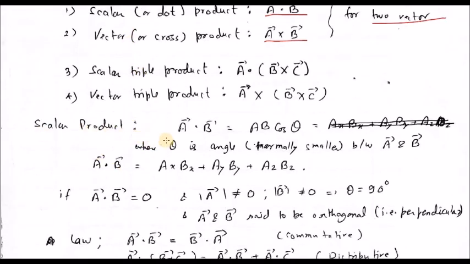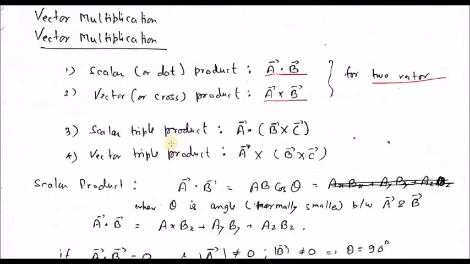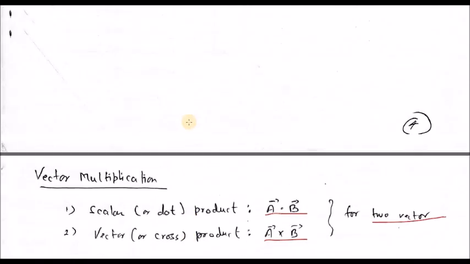What is scalar product? Scalar product A dot B is AB cos theta, where this theta is the angle between A and B, and normally this is the smaller angle. And also mathematically A dot B can be written like AX BX plus AY BY plus AZ BZ, where AX, BX, AY, BY, AZ, BZ are X component, Y component and Z component of vector A and vector B, as I have described earlier also.